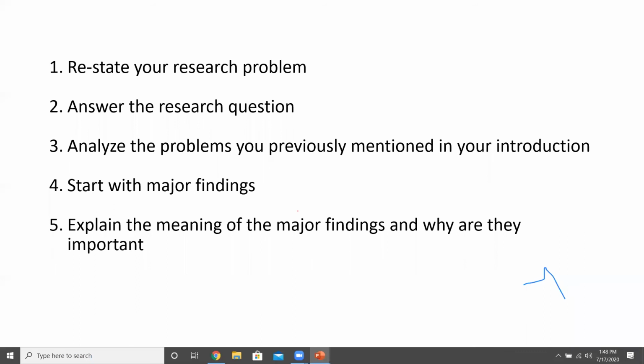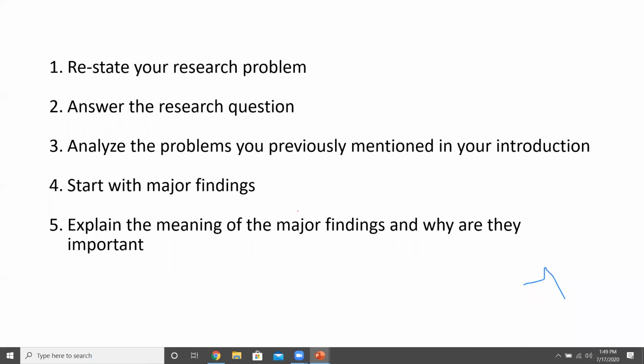I think we don't think a lot about where we find the answer to the research question. People think that we find the answer to the research question in the results section, but this is not true. You find the answer to the research question with its significance and all the important details in the discussion part. So number 2, answer the research question.